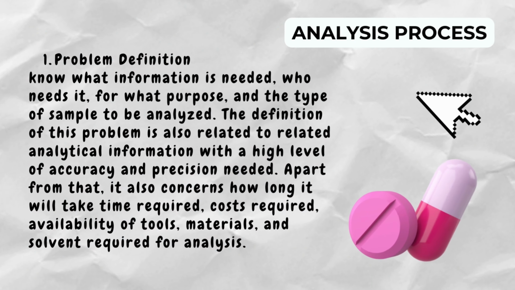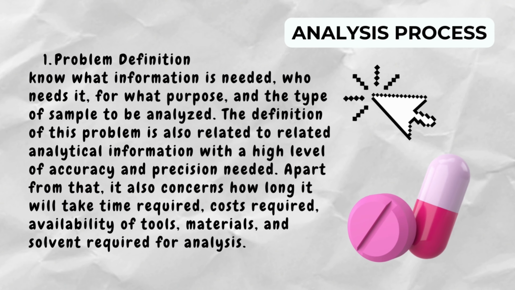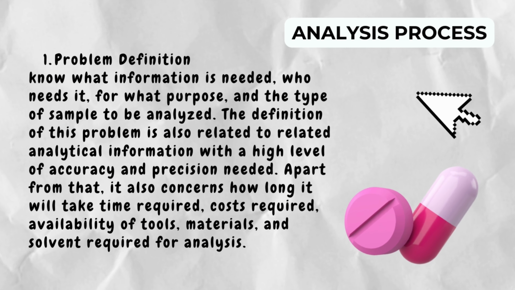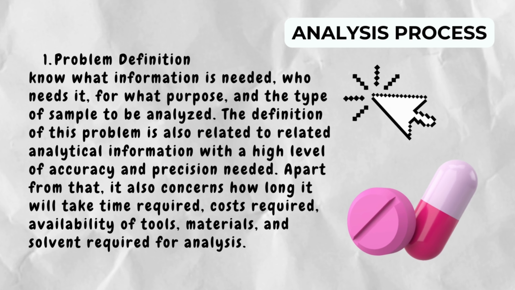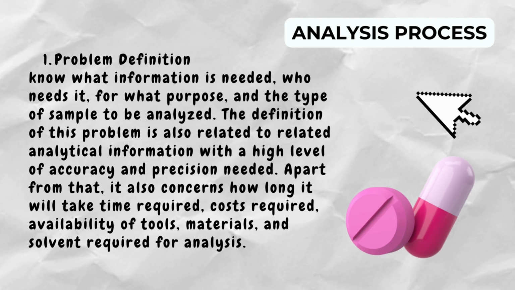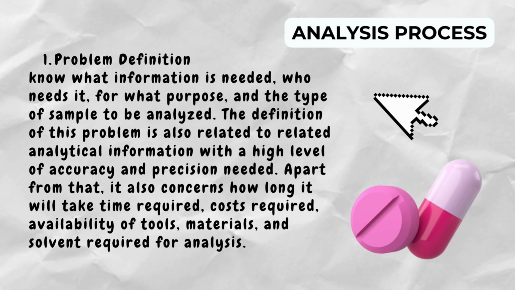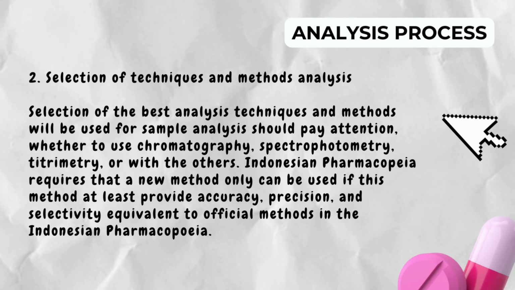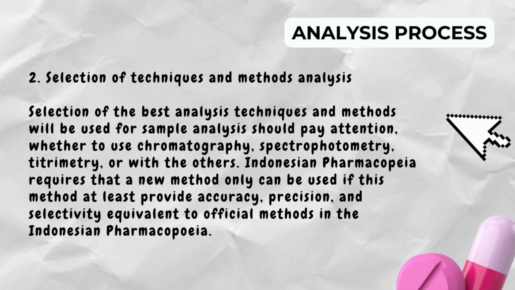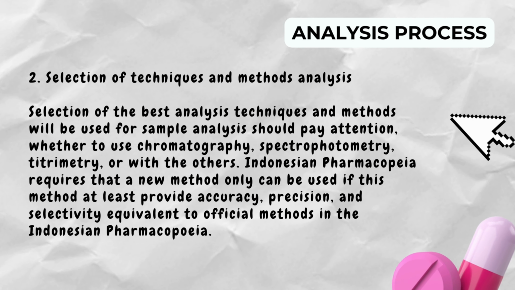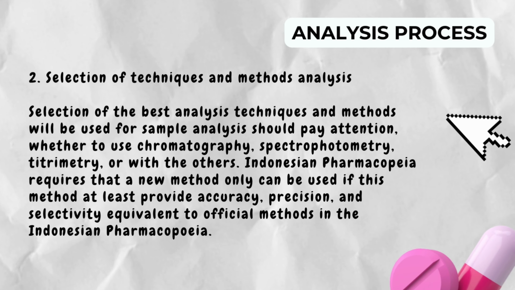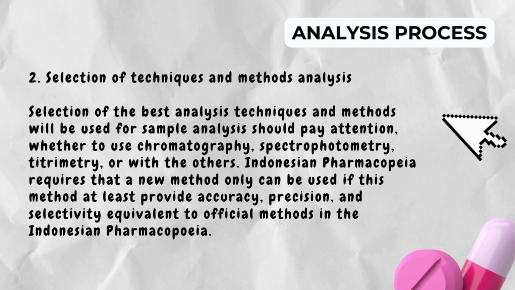1. Problem definition. Know what information is needed, who needs it, for what purpose, and the type of sample to be analyzed. The definition of this problem is also related to the analytical information, with the high level of accuracy and precision needed. 2. Selection of techniques and methods of analysis. Select the best analysis techniques and methods to be used for sample analysis. Pay attention to whether to use chromatography, spectrophotometry, titrometry, or others.